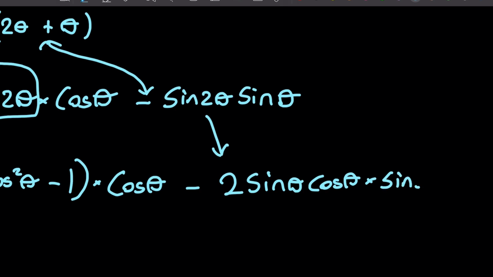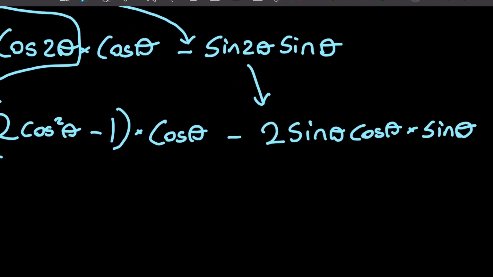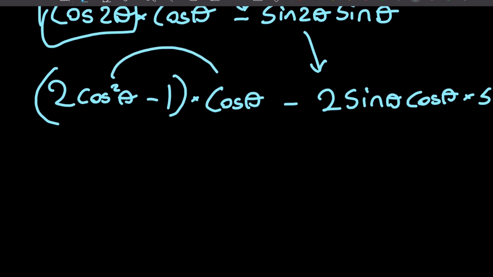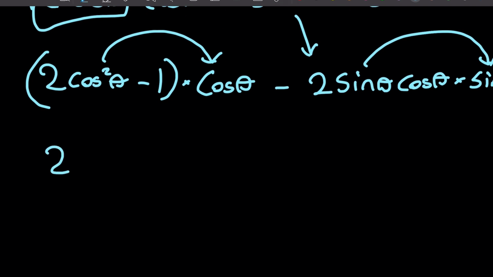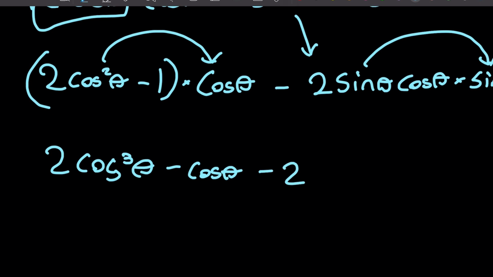Great. Now, if we expand these brackets and multiply over here, what our final thing would be is 2 cos cubed theta minus cos theta minus 2 sine squared theta cos theta.